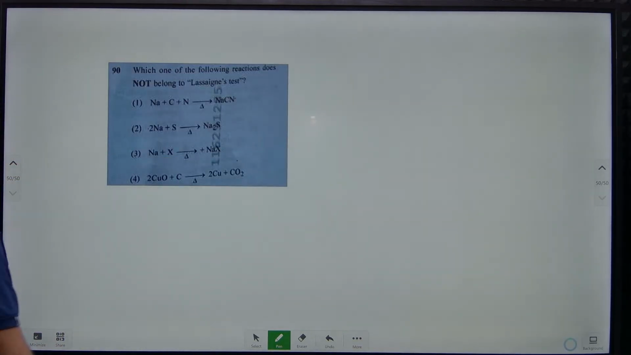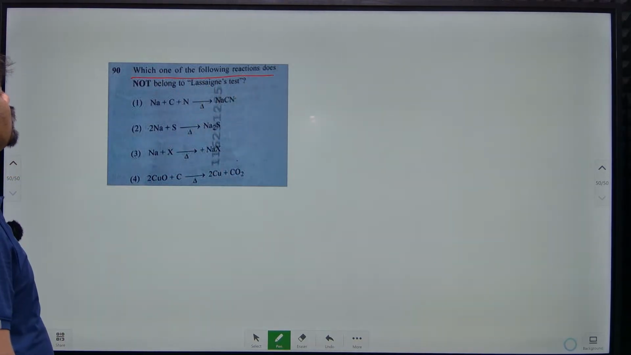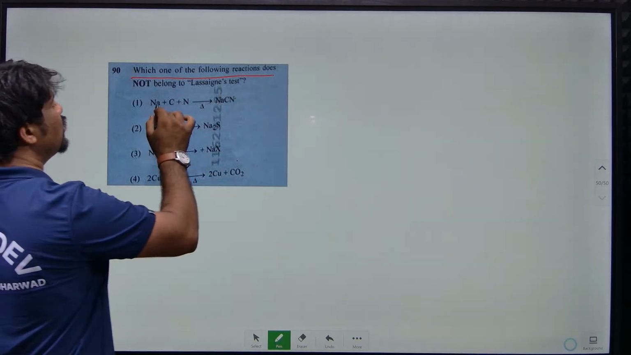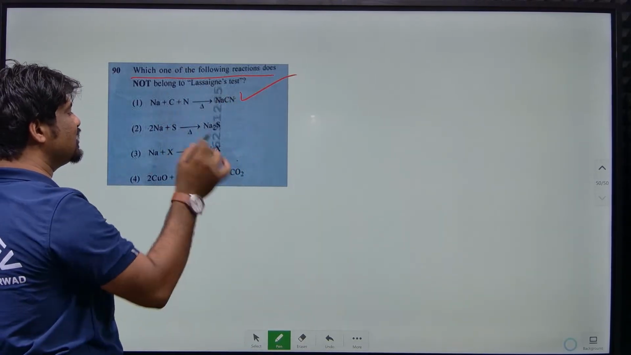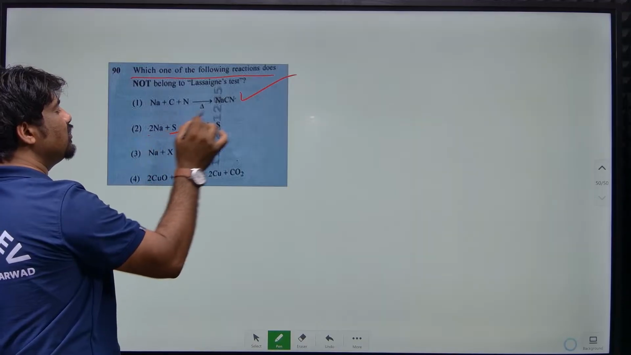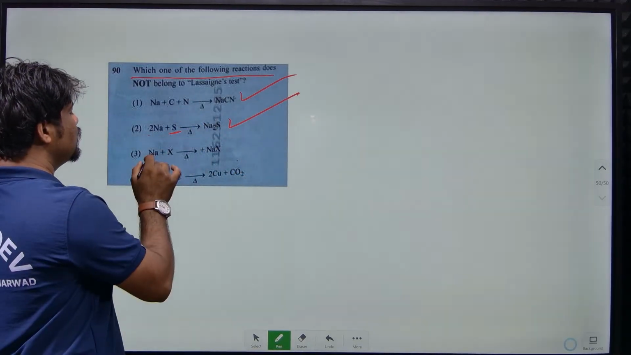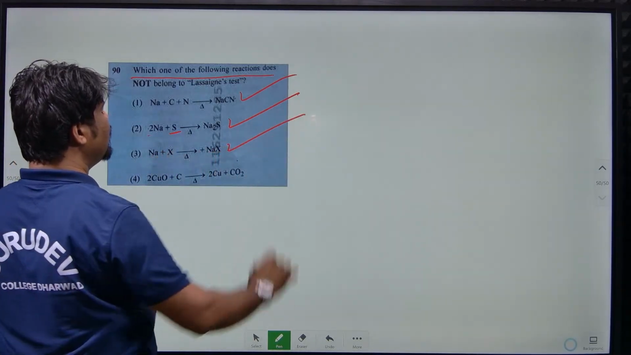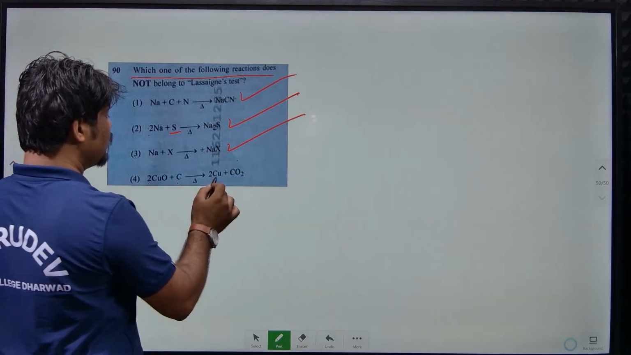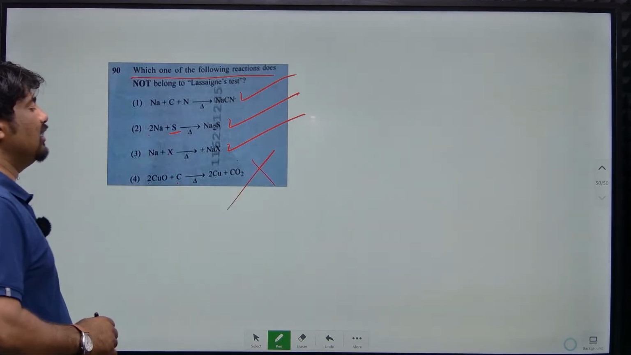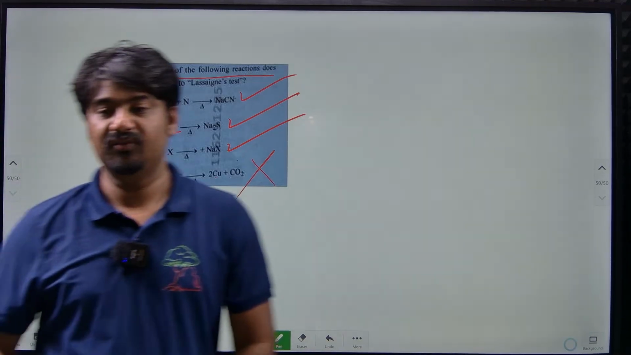The last question for the session is: which one of the following reactions does not belong to the Lassaigne test? Sodium reacts with carbon and nitrogen to give sodium cyanide, of course it is a product of the Lassaigne test. If sulfur is present, sodium reacts with sulfur to form sodium sulfide, it is also a product of the Lassaigne extract. Sodium reacts with halogen to give sodium halide, of course also a product of the Lassaigne extract. Copper oxide reacting with copper gives Cu, so it is not a product of the Lassaigne extract, hence the 4th is the right answer for the question.